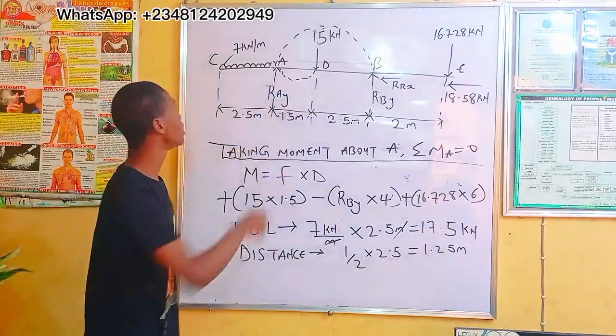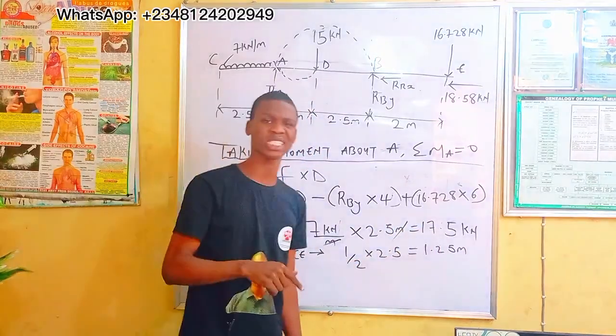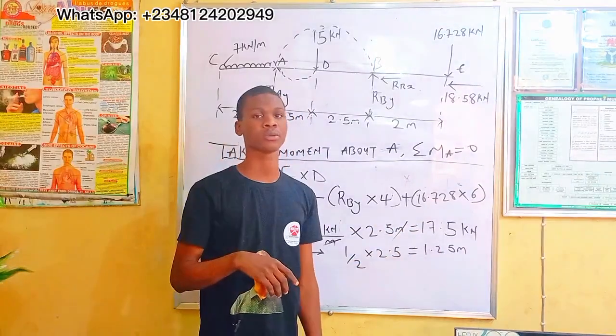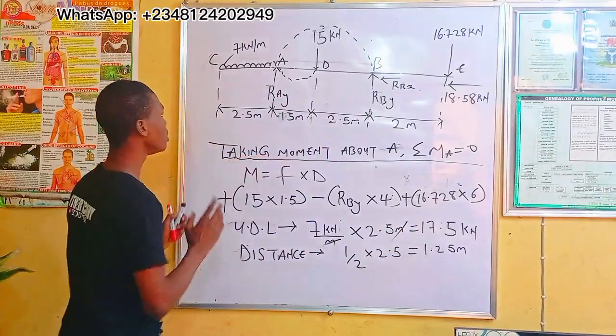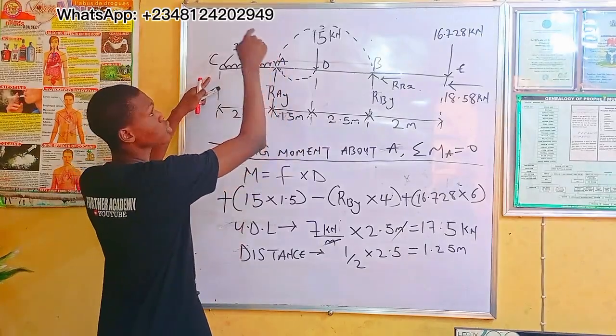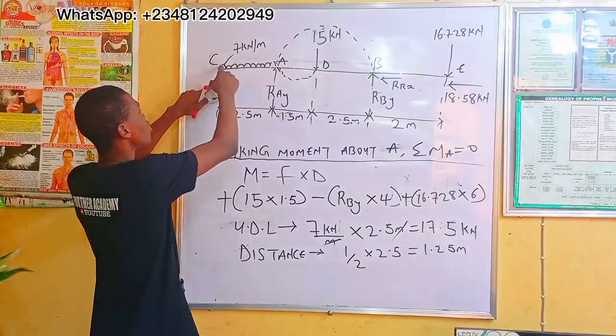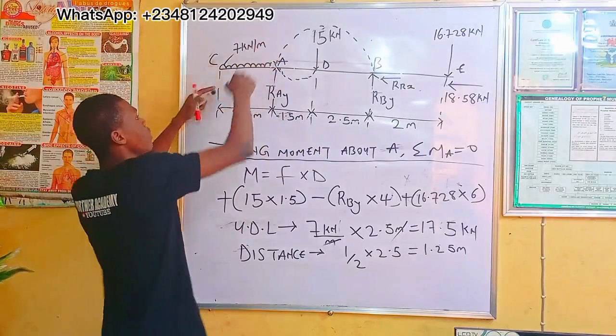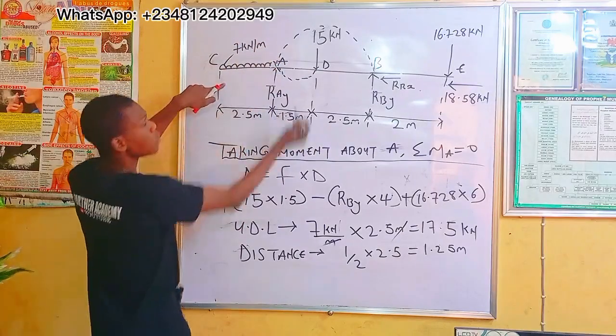But the question is, this UDA, is it going in clockwise direction or anti-clockwise direction? Now, check this beam. Your UDA is spanning from C to A, and you are taking moment about point A. For the direction, we simply start from C, meaning you are going from C up to A.